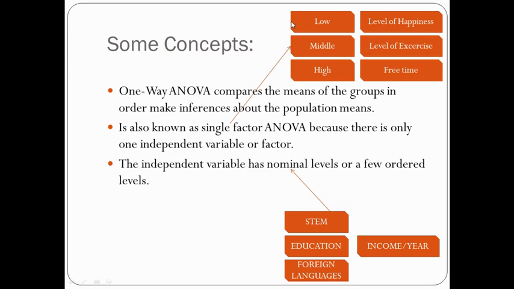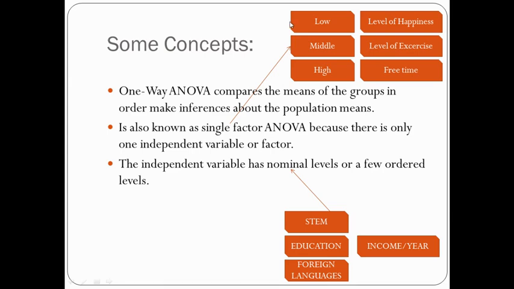So in order to use one-way ANOVA, we have to have one independent variable. And the independent variable can have nominal levels, or can have ordered levels, up to three nominal levels, up to four or five nominal levels, or three, four or five ordered levels.